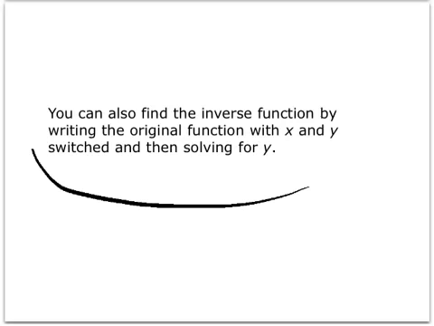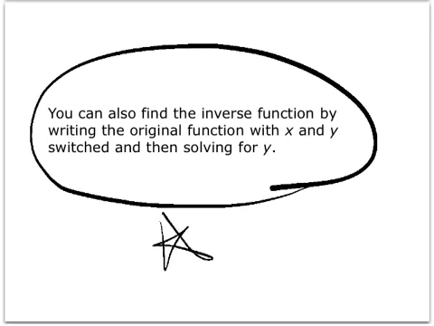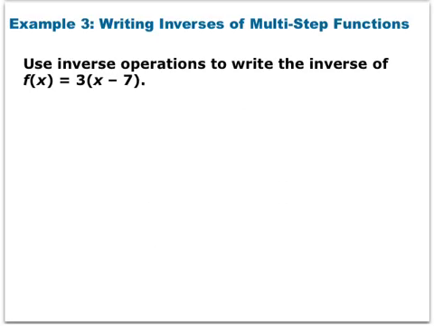You can also find, this is the same slide as before. This is how I'm going to do all the problems. Okay, use the inverse operations to write the inverse of f of x equals 3 times x minus 7. So that's the same as y equals 3x minus 7. I'm going to trade those variables.